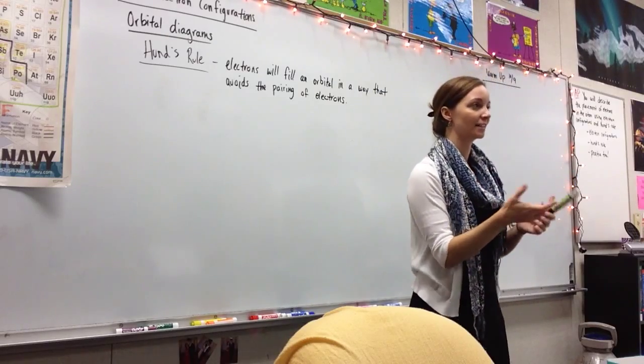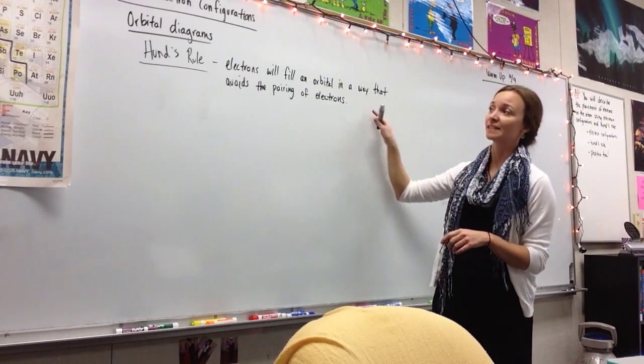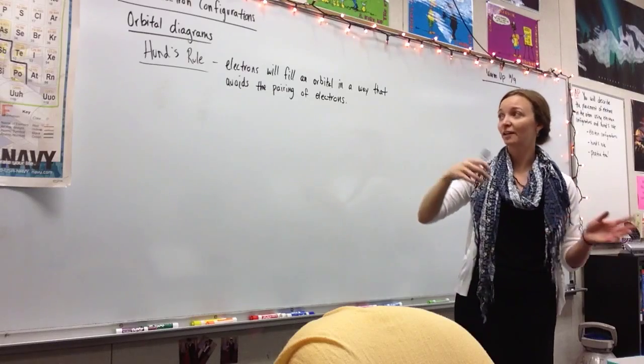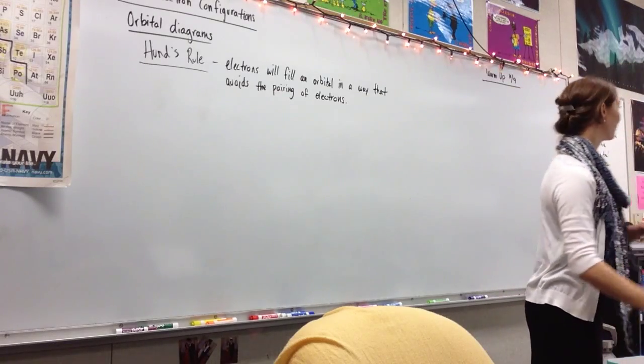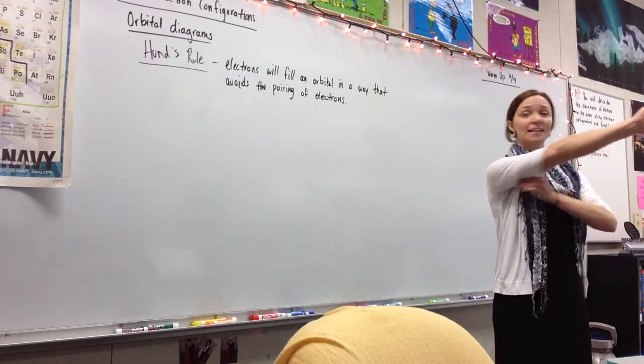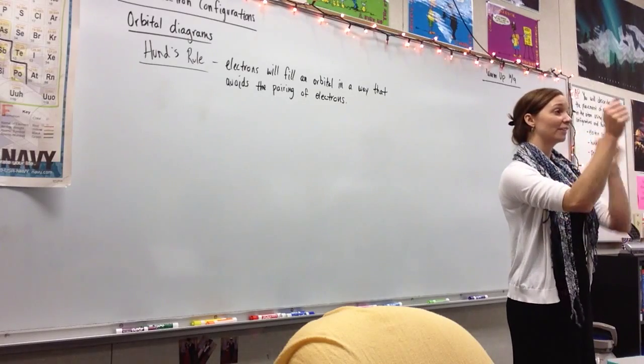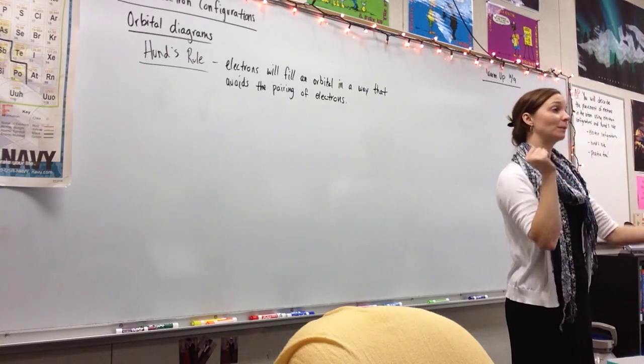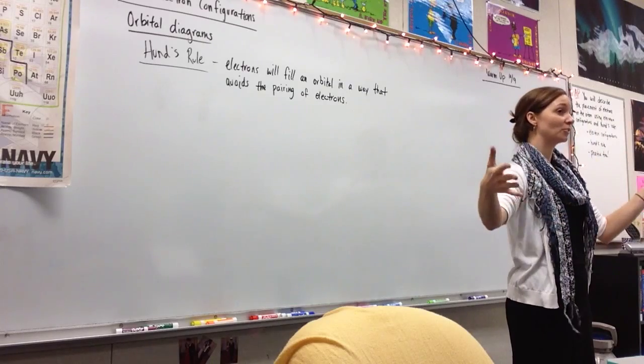Okay, I'll explain this and let you guys have your break. But Hund's rule basically says electrons will fill an orbital in a way that avoids pairing of electrons. The reason is because electrons, guys, both have negative charges. And so if they're near each other, they're going to repel. And so they try and stay away from each other as much as possible.